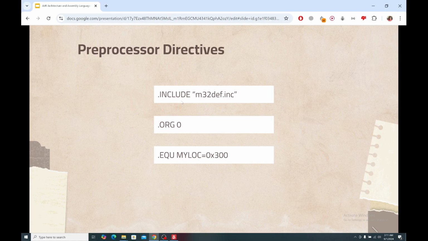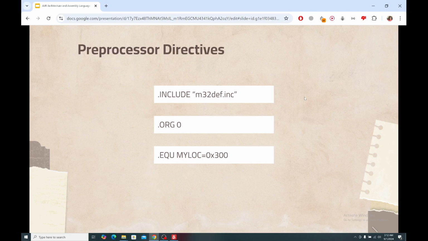So the next topic is preprocessor directives. These preprocessor directives actually are instructions for the compiler. These are not statements. That means these lines will not be executed by the machine. These are instructions for the compiler. The include macro is used to include other files into the program.